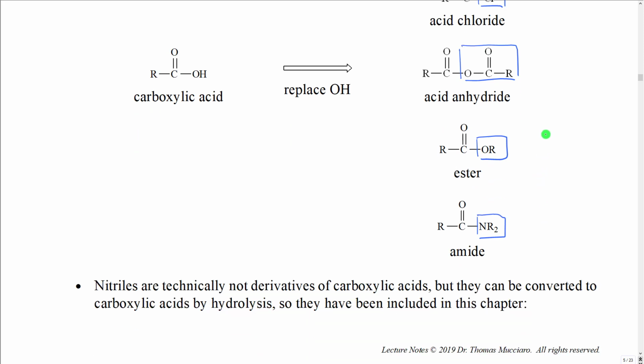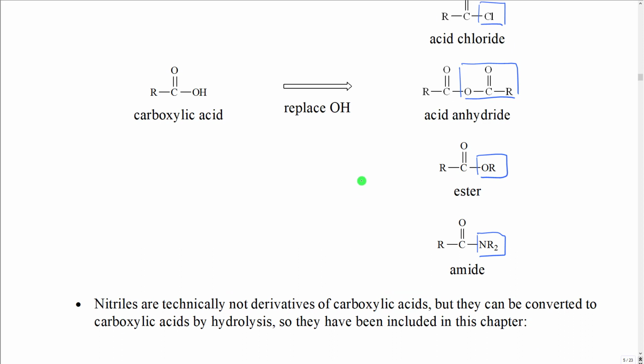Now, nitriles are the very interesting exception to this. They're technically not derivatives of carboxylic acids, since, in my mind, I can't think of a direct reaction to make a nitrile from a carboxylic acid. There are some that you can do from amides, but not from carboxylic acids directly. But what we can see is that we can go in the reverse direction. So we can start with a nitrile and go back to a carboxylic acid, as we've seen earlier. So for lack of a better place to put it, nitriles are often included in the derivatives chapter just because there's a certain symmetry among it all.